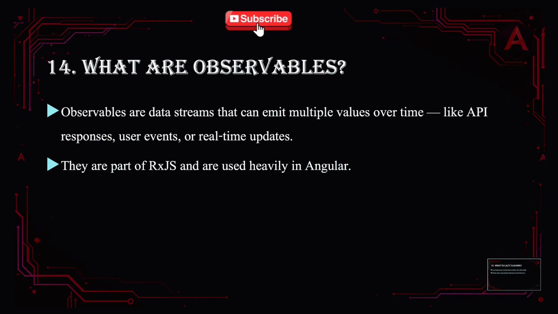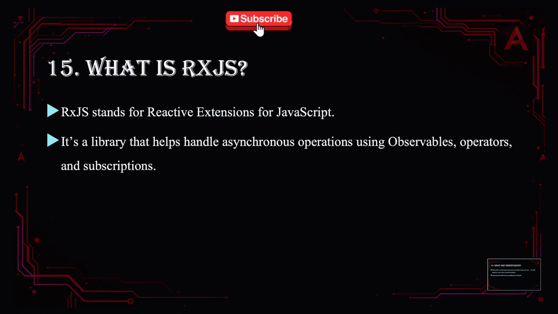Question 14. What are observables in Angular? Observables are used to handle asynchronous data streams, like HTTP requests or real-time updates. They come from the RxJS library and are core to Angular's reactive programming model. Okay, next question.